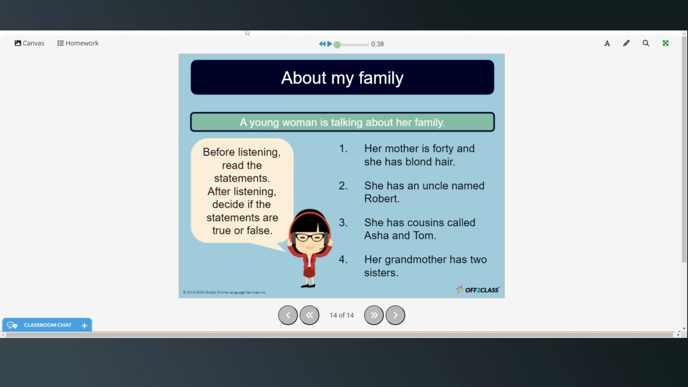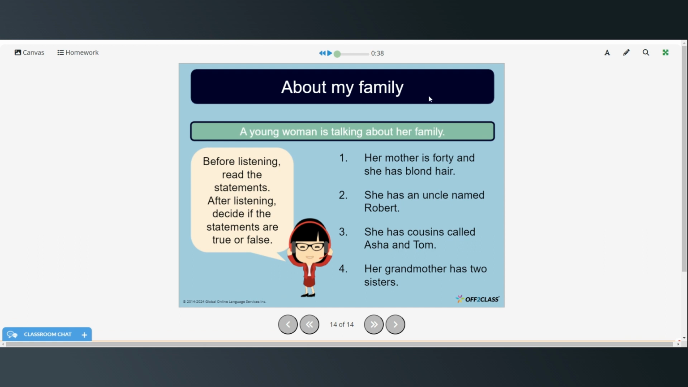Okay, we'll listen again and give the answers as we hear them. So her mother is 40 and has blonde hair. Tell me about the people in this photo. Well, this is my mother. She's 45. She has brown hair. Okay, so this would be false because she said her mother is 45 and she has brown hair, not blonde hair. Okay, she has an uncle named Robert. She is quiet. Who's this? Next to her. That's my uncle, Uncle Robert. Okay, so that is true.